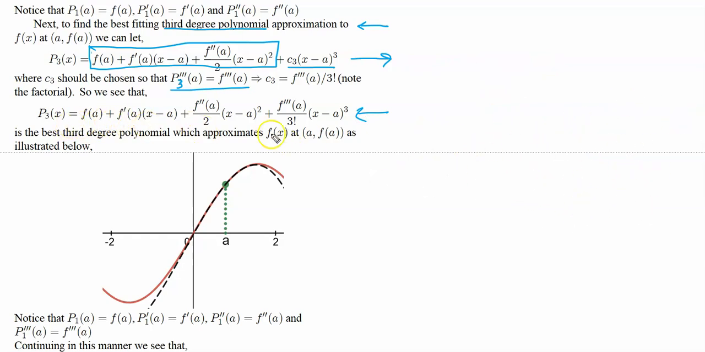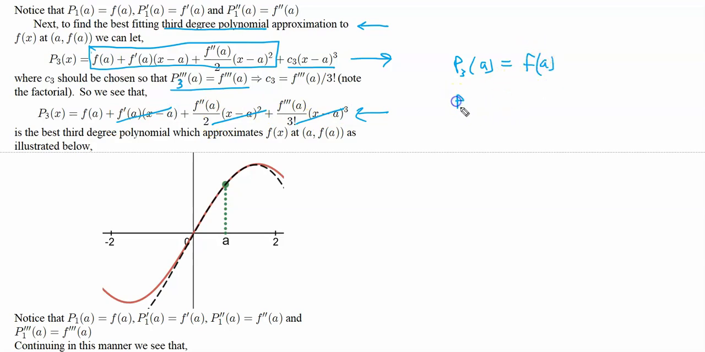Now let's just take note at this point of something. Let's notice if we look at P3 of a, what do we get back? Well, if I put a in for all the x's, notice this goes to 0, 0, 0, we get f of a back.